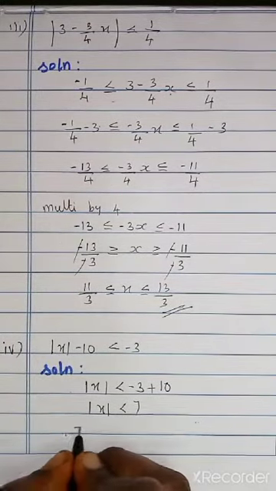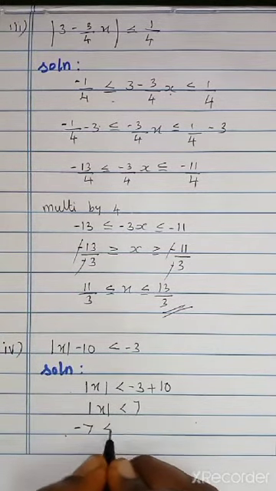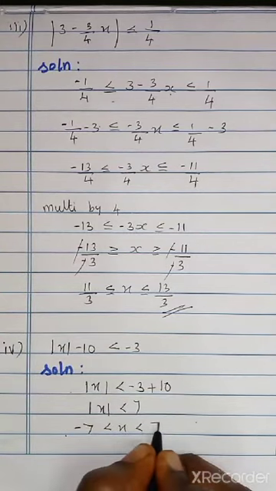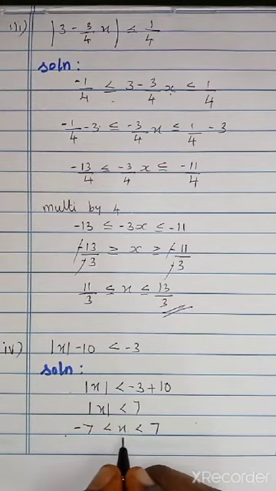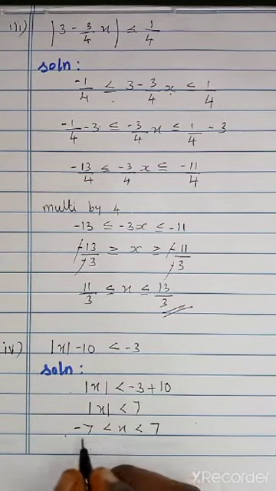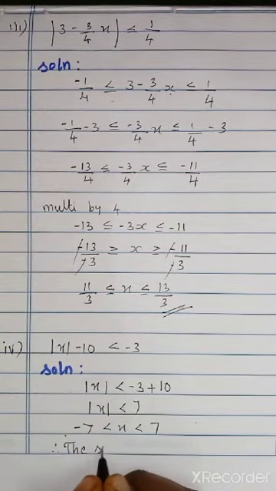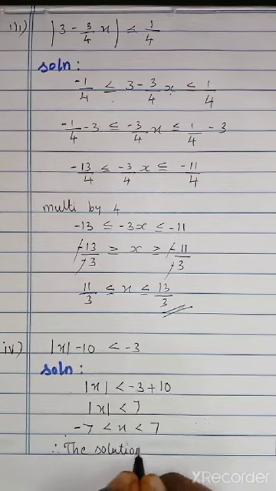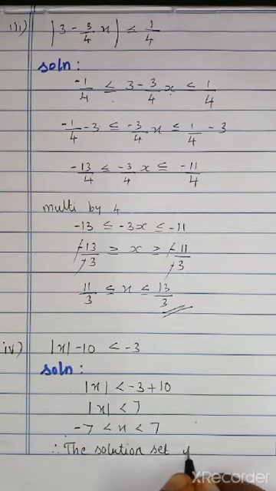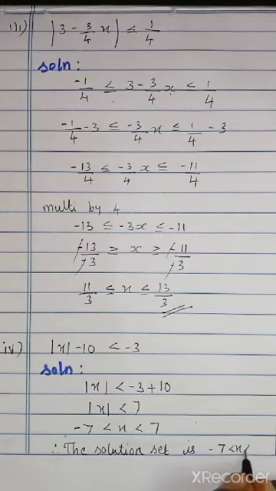Now mod x less than 7, what is this meaning? Minus 7 less than x less than 7. In the center only x is there, correct? So what is your solution set? Therefore your solution set is minus 7 less than x less than 7. Is that clear?